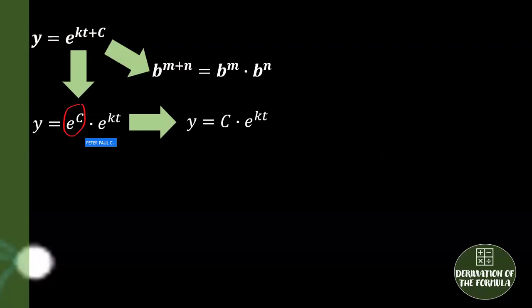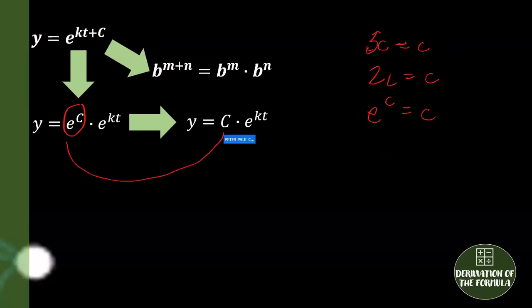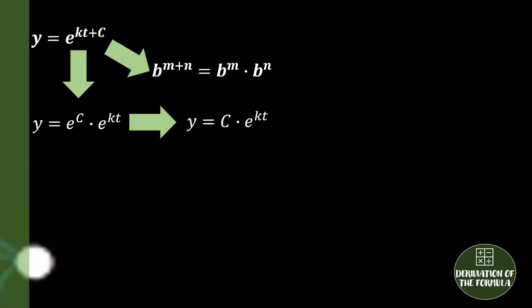So this e raised to c, as what we've been doing, if you have a 3c, then you can treat that one as c. So if you have e raised to c, that is still a constant value. So we can actually replace e raised to c with just a c value. I hope you can follow.